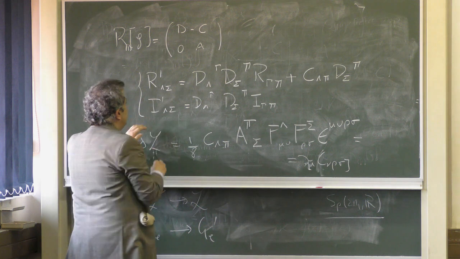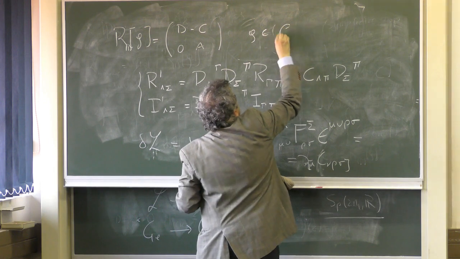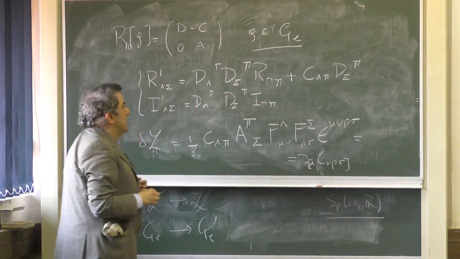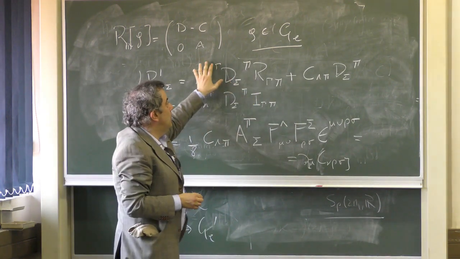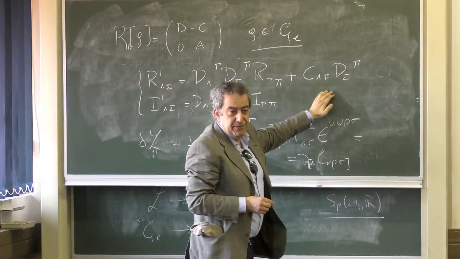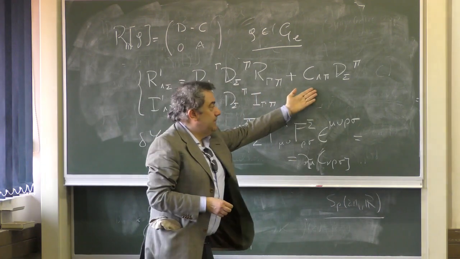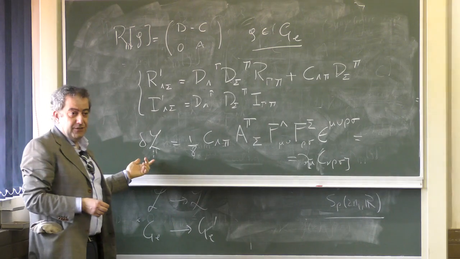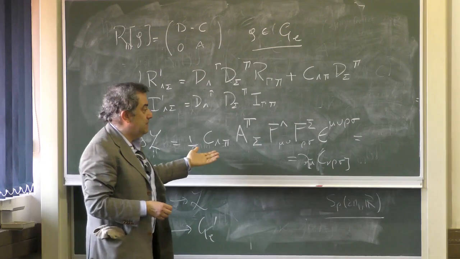And you see, if you just use this formula, you can deduce the corresponding transformation property of the blocks I and R, this G in GP. And they transform like this. Now, interestingly, R transforms covariantly through the block D, but it also has a shift. This is a constant shift. So this constant shift determines a variation of the Lagrangian, so it's not true that the Lagrangian is invariant. The Lagrangian varies, but varies by this term here.